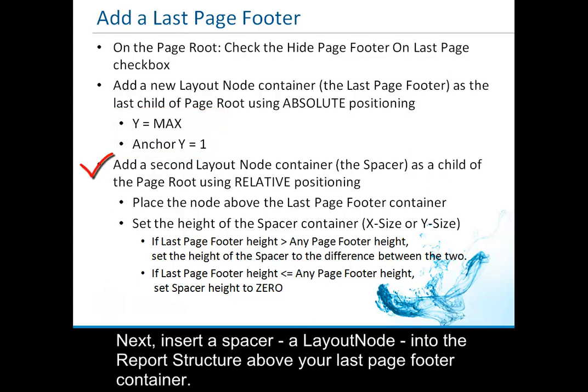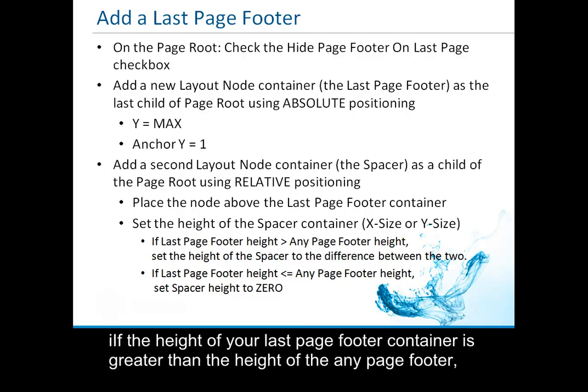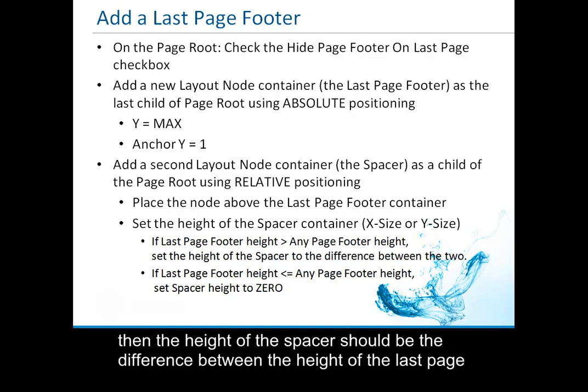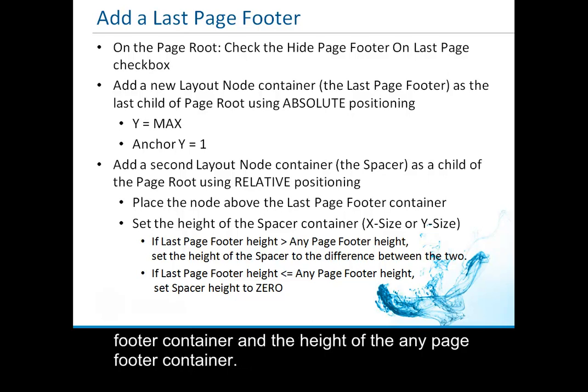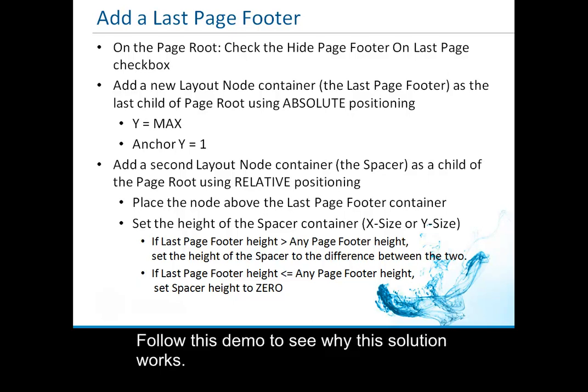Next, insert a spacer, a layout node, into the report structure above your last page footer container. This spacer reserves space according to the height of the footer. If the height of your last page footer container is greater than the height of the any page footer, then the height of the spacer should be the difference between the height of the last page footer container and the height of the any page footer container. If the height of the last page footer is smaller than the height of the any page footer, then the height of the spacer should be 0. Follow this demo to see why this solution works.